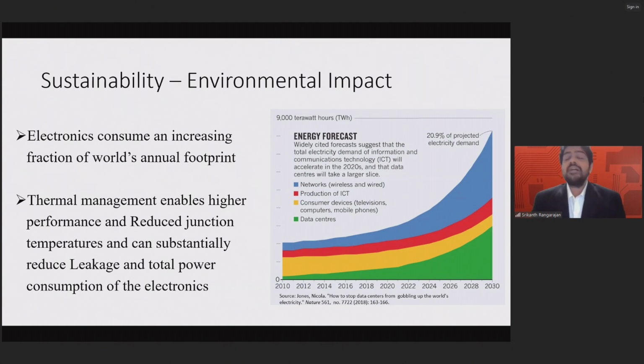So thermal management becomes very important for one reason: it improves the reliability of the electronics. And there is one other prime reason, that it is also going to make the electronic chips more energy efficient by reducing the total power the electronic chips consume. I'm going to touch upon those fundamentals in the coming slides.